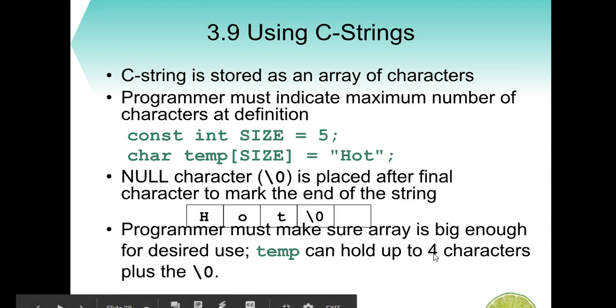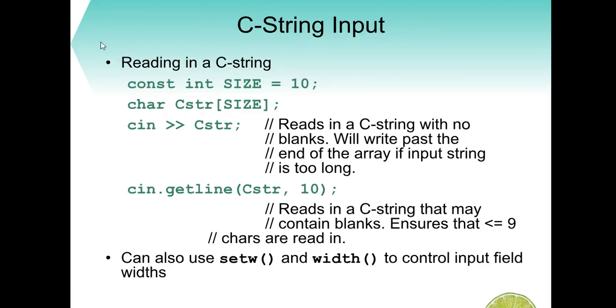In this example, when you want to read in a C string, they're declaring a C string of a particular size. You can just read in a C string. You're declaring a character array, and then you read that in. So it reads in the C string with no blanks. It will write past the end of the array if the input stream is too long.